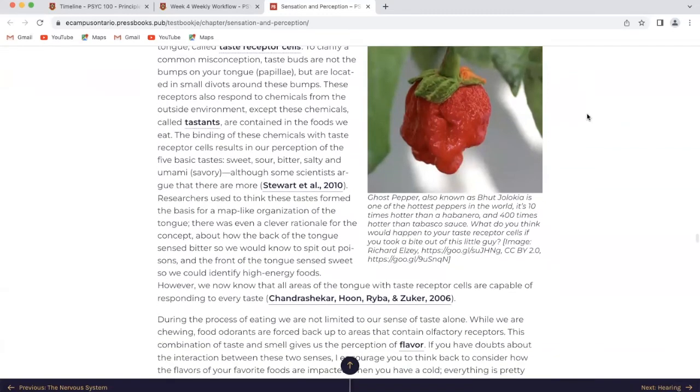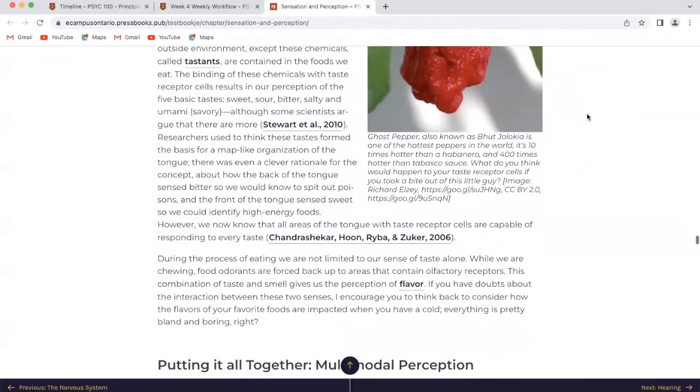Researchers used to think these tastes form the basis for a map-like organization of the tongue. There is even a clever rationale for the concept about how the back of the tongue sensed bitter, so we would know to spit out the poisons, and the front of the tongue sensed sweet, so we could identify high-energy foods. However, we now know that all areas of the tongue with taste receptor cells are capable of responding to every taste.